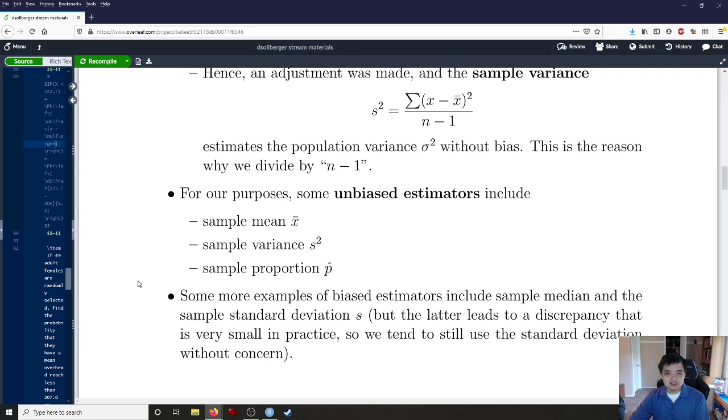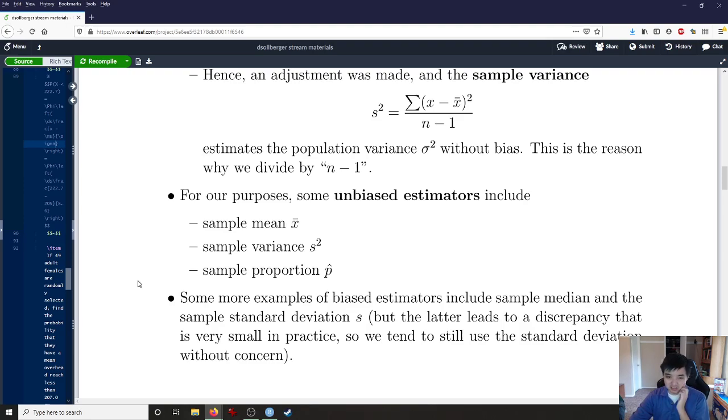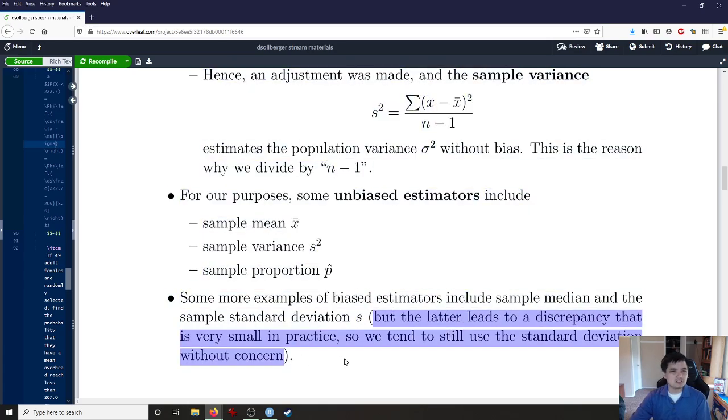And just to finally finish off, what I wanted to say in the topic that was left out because we're not meeting in person is that some more examples of biased estimators include the sample median and the sample standard deviation S. But when we talk about standard deviations, it's usually considered, loosely speaking, okay in practice because the discrepancy between the sample standard deviation and the true population standard deviation is usually so small that we could use them almost interchangeably without much concern.